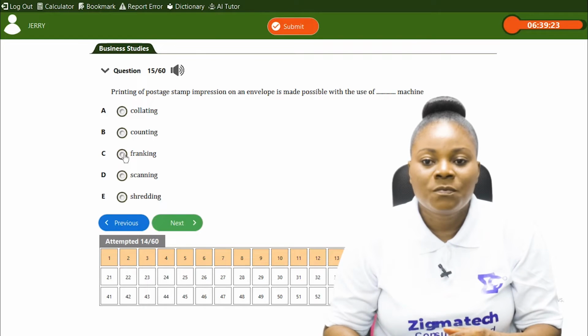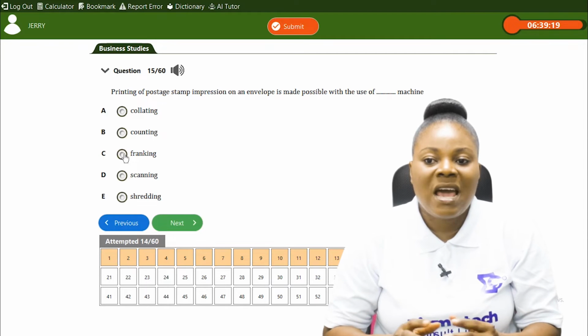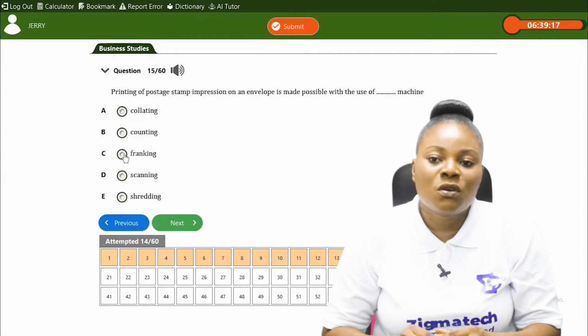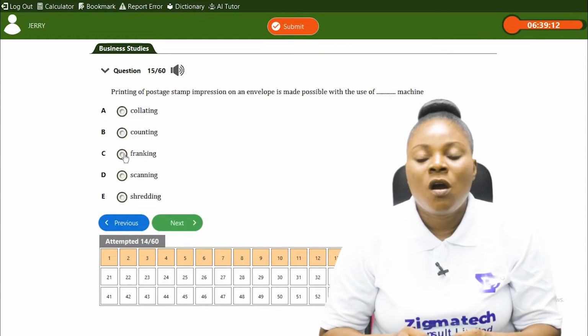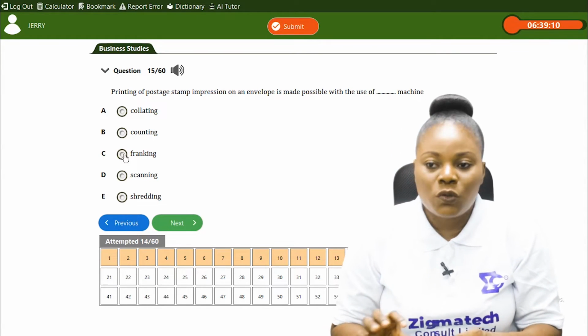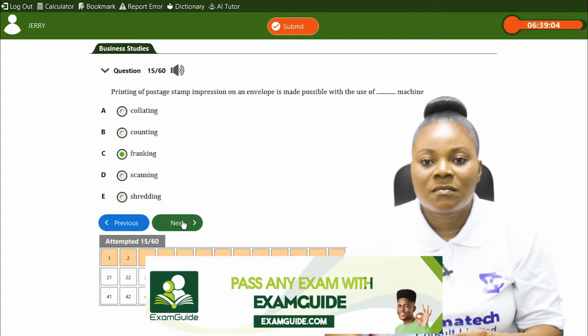The franking machine is that machine that is used to print postage stamp on envelopes ready to be sent to the post office for postage. It's also a machine that keeps record of the number of stamps used for the postage of letters. So option C is the correct answer.